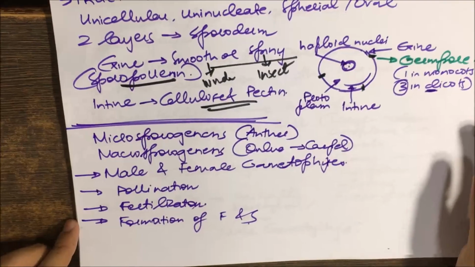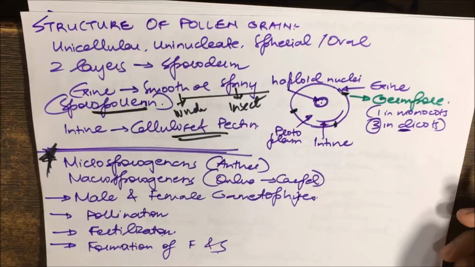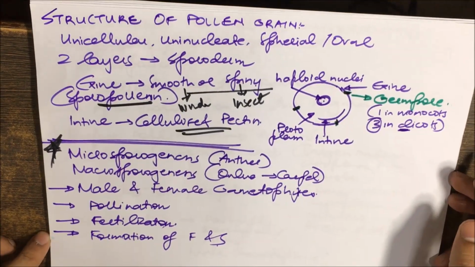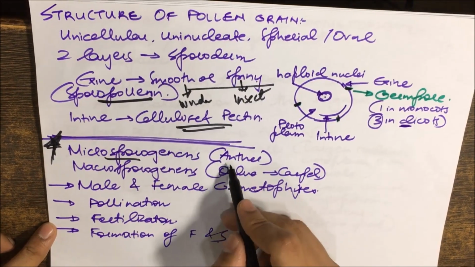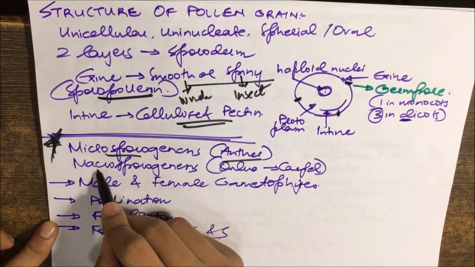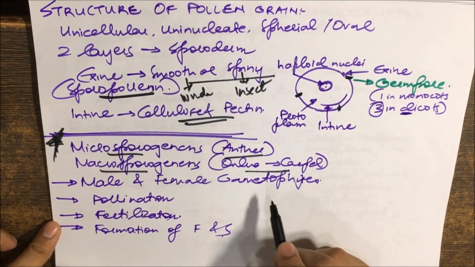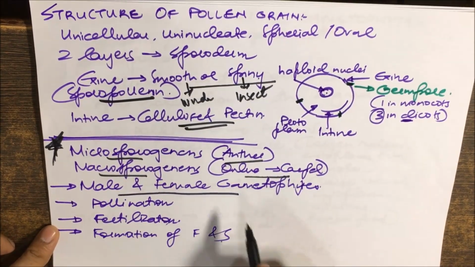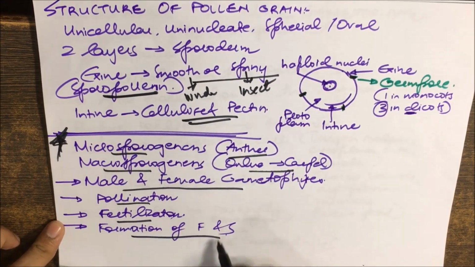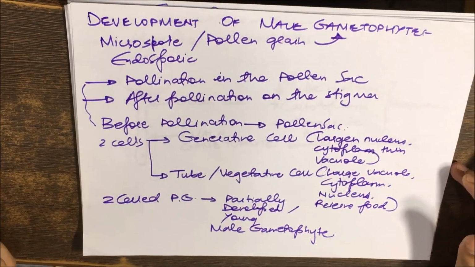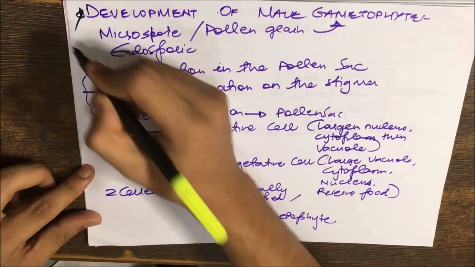Now, basic steps are followed in the angiospermic reproduction system, or the sexual reproduction system in angiosperms. The first being microsporogenesis, which is the formation of pollen grains or microspores inside the anther, which is the male part. Then macrosporogenesis, which takes place inside the ovule of the carpel, which is the female part. Then we have the male and female gametophyte formation, which is followed by pollination, then fertilization, and finally formation of fruits and seeds. We're studying the next step in the angiospermic sexual reproduction process, which is the development of the male gametophyte.